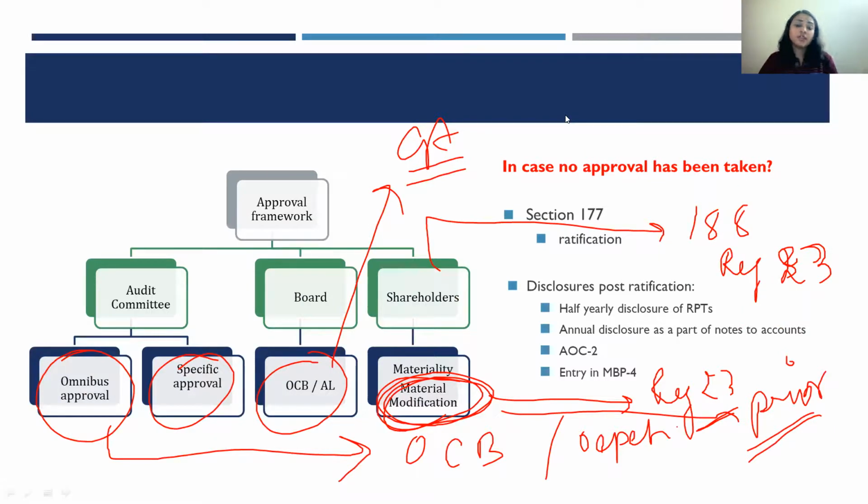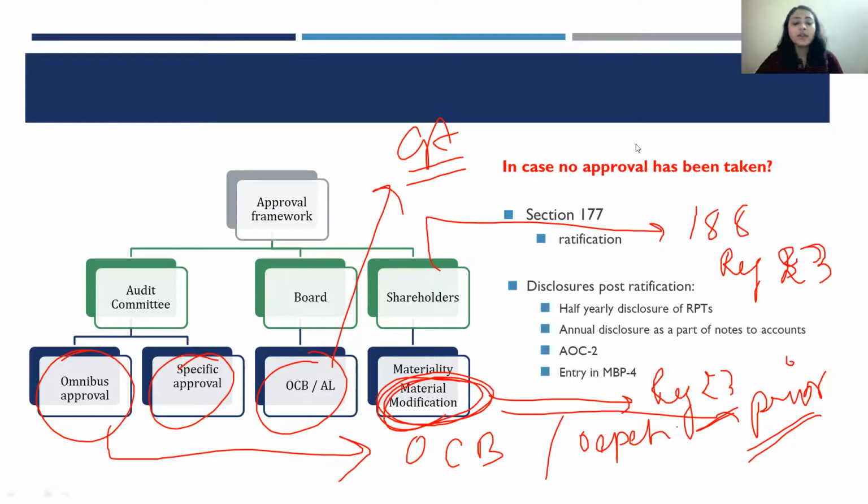One more relevant question is: in case no approval has been taken, which means I have not taken the transaction through the board meeting or the audit committee meeting, and I have not even passed it through resolution by circulation, which means I have not obtained prior approval of the audit committee and I have done the transaction, and the terms of the transaction have been frozen, can ratification happen? Can those transactions which I've already entered into without obtaining prior approval of the audit committee be ratified? Can those be regularized in any circumstance?